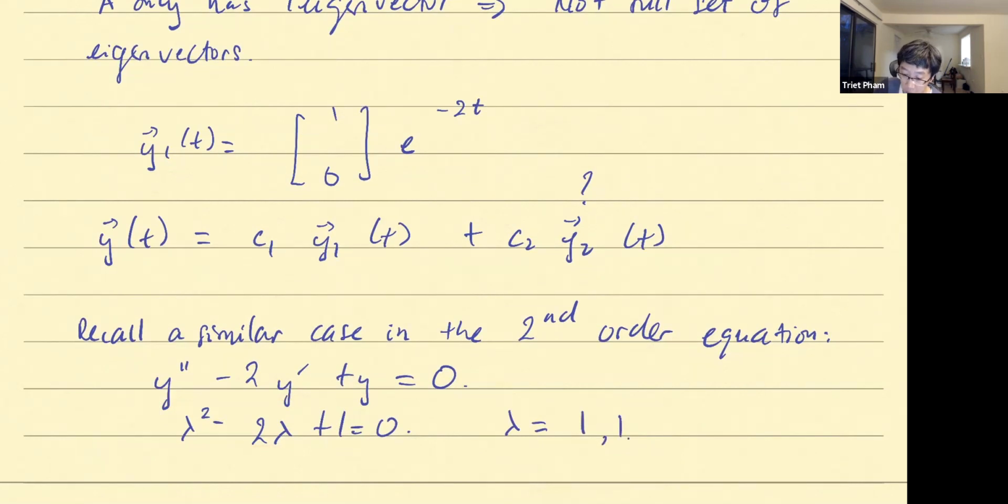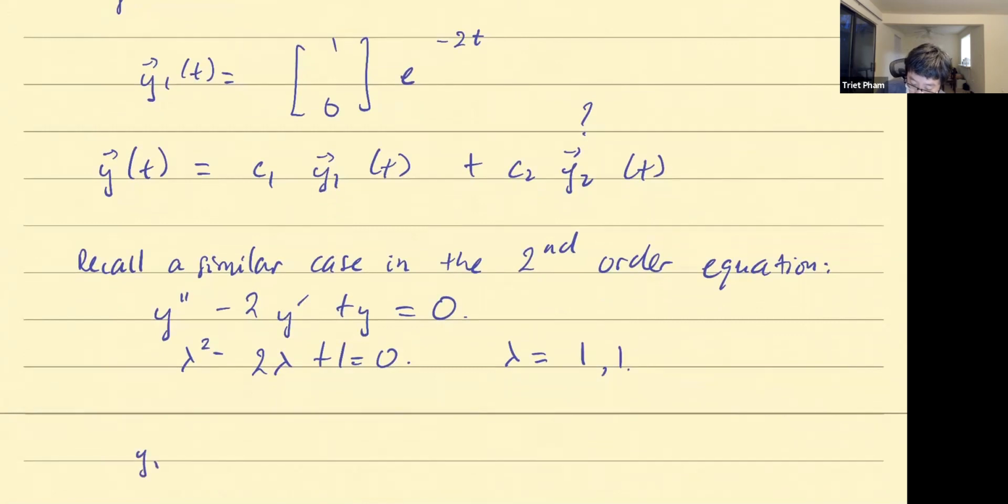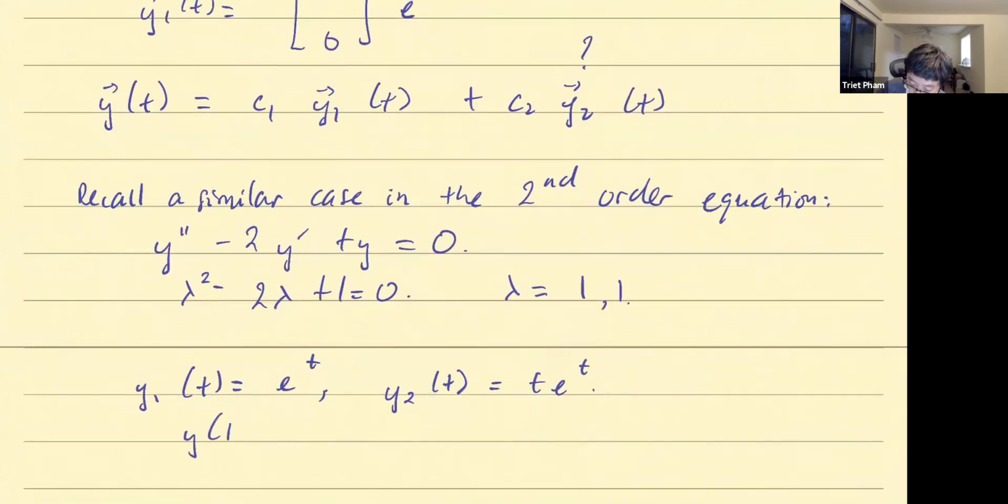If you remember, how do we construct solutions here? y1 of t is e to the t. But then the second solution is easy. It's t e to the t. So the general solution is c1 e to the t plus c2 t e to the t. So there's this idea which you have seen. I mentioned it even from the first order equation. When you have coincidence of roots, multiplying by t will get you out of it.